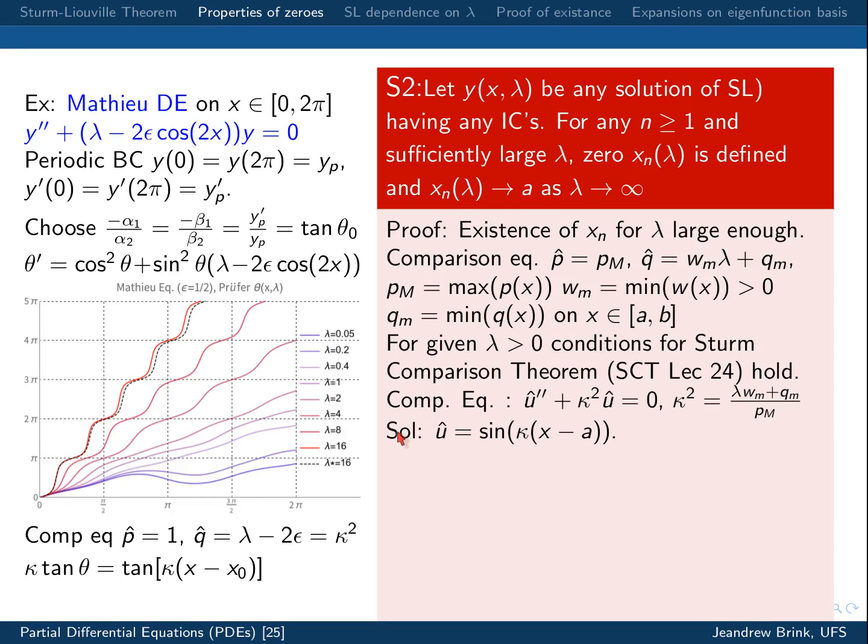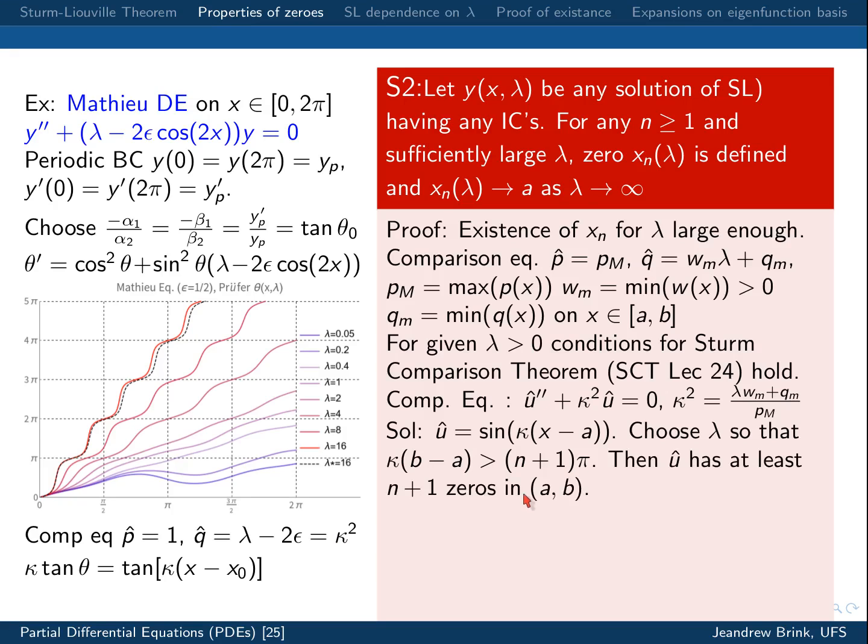Now we can just write down an analytic solution of this that has zeros, as a sine function has zeros, because that's basically what it is. So we have u hat equals sine of kappa x minus a, and we can then choose lambda so that kappa times b minus a is greater than n minus 1 pi. In other words, we fit in the oscillations if we choose kappa big enough. If we choose it that way, you can simply plot the sine function and you can see that u hat has at least n plus 1 zeros in AB.